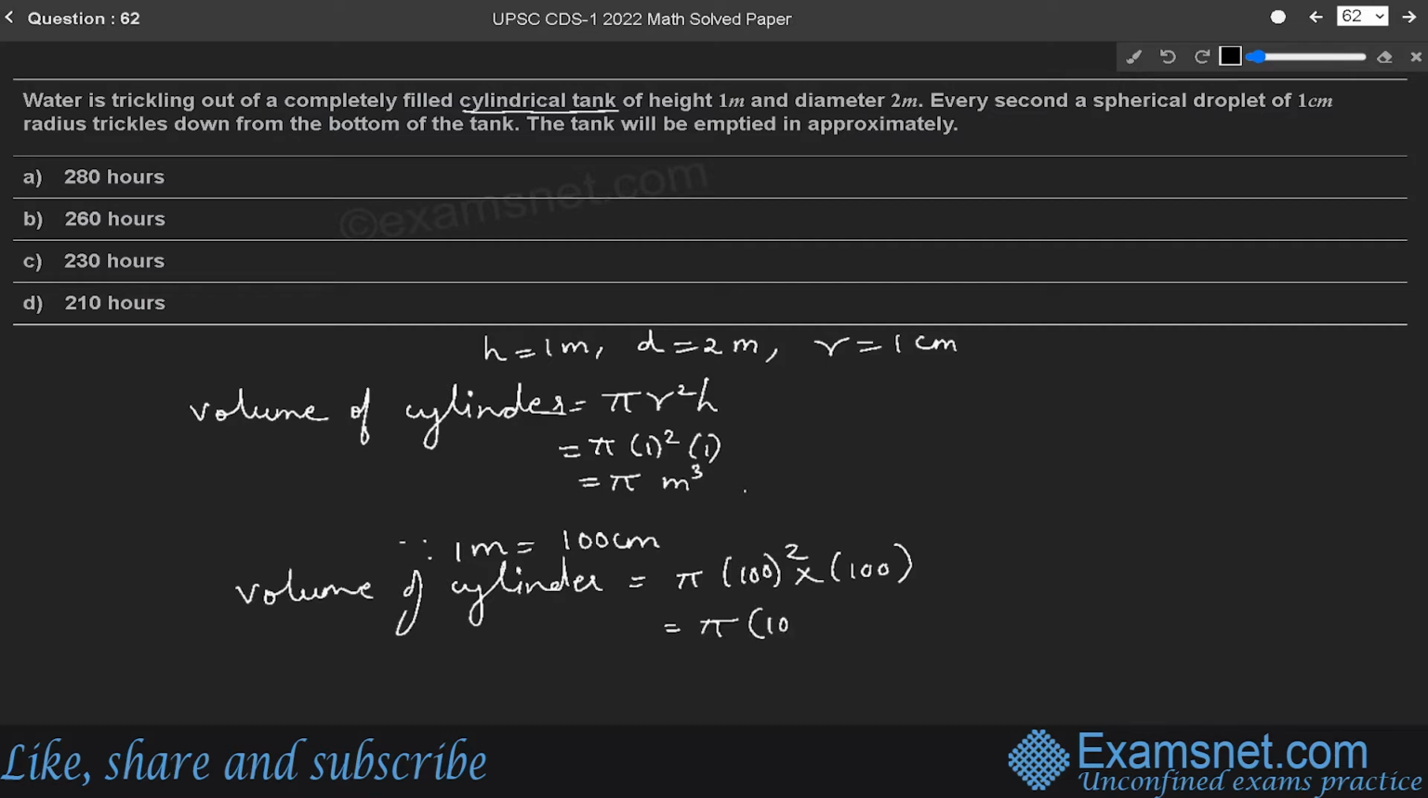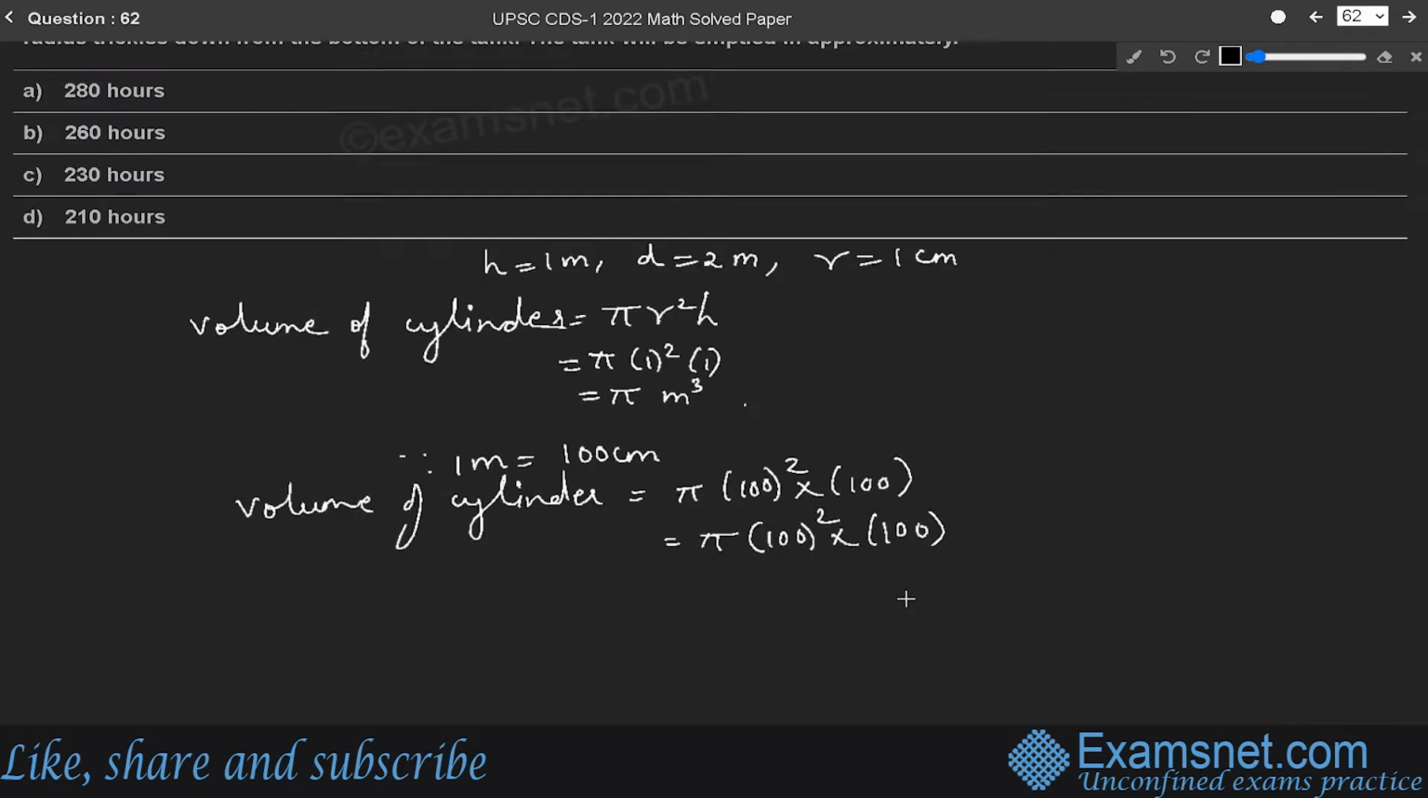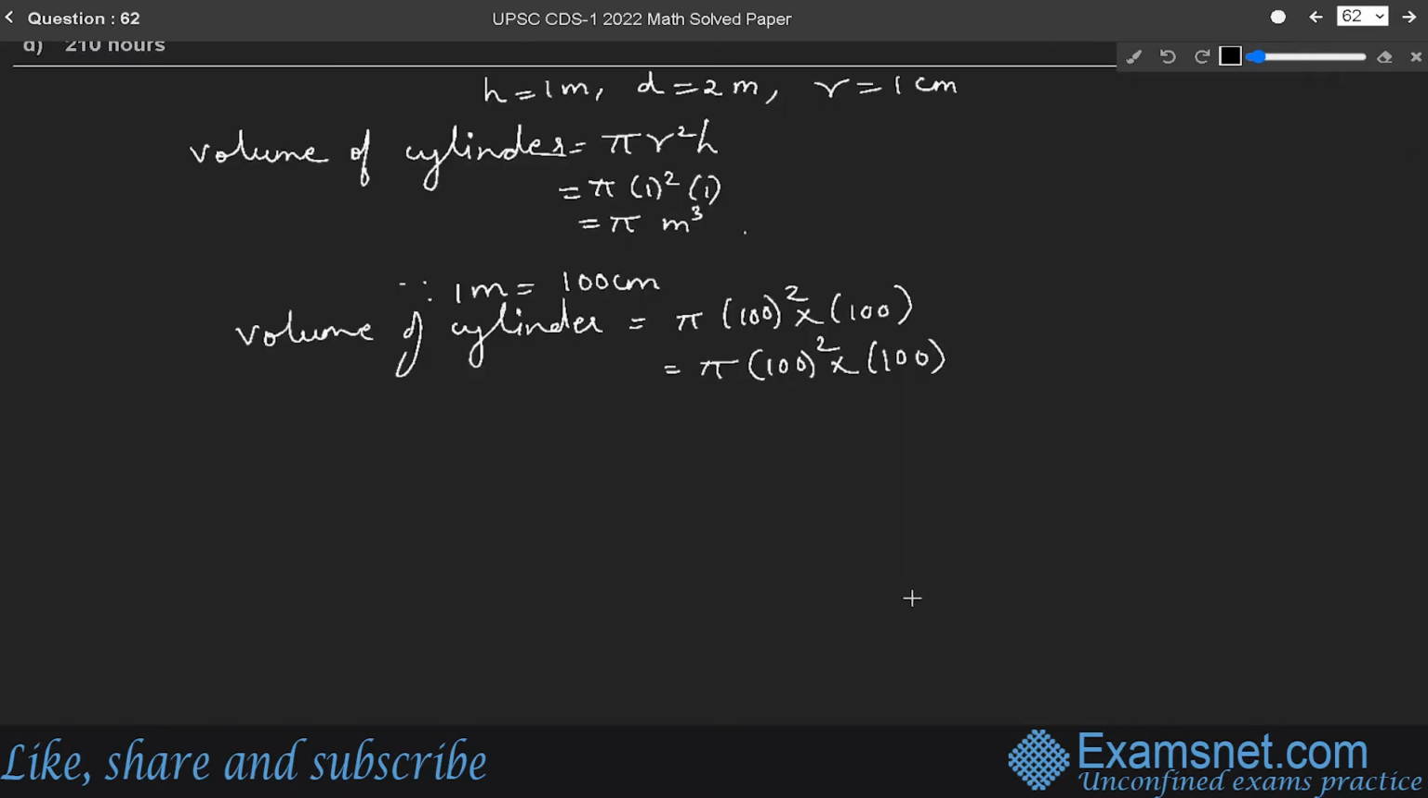let us write it as it is now. We can easily multiply it also, but let us keep it as it is. Now, we have the volume of the cylinder. Now, let us talk about the volume of the spherical droplet.